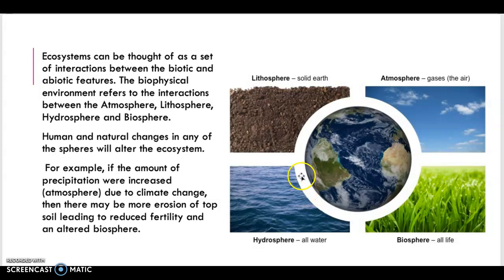For example, if there was a change in the amount of precipitation or rain occurring that works within the atmosphere, then there might be more erosion of topsoil in the lithosphere that runs off into the hydrosphere. So we have a three-way interaction here that occurs. Any changes that are natural or human-induced can lead to issues with the interactions between the spheres.